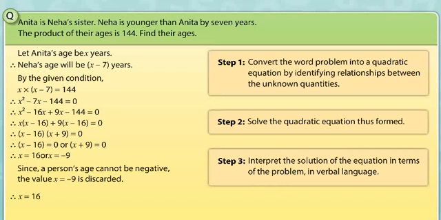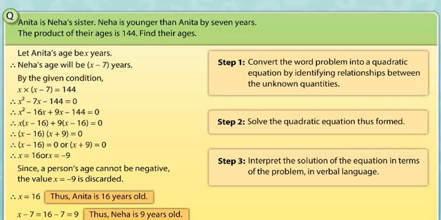We had initially assumed Anita's age to be x years. We can thus say that Anita is 16 years old. Also, Neha is 7 years younger than Anita. So Neha is 9 years old. Now, you have seen how we made use of our knowledge of quadratic equations to solve a daily life problem. By following these 3 simple steps, let's try another example.